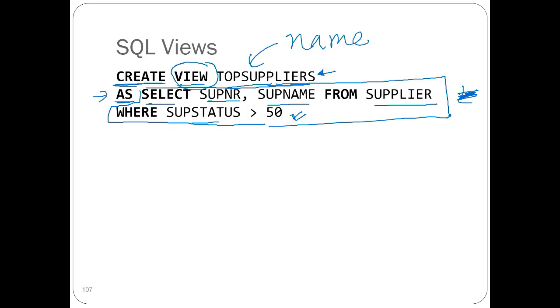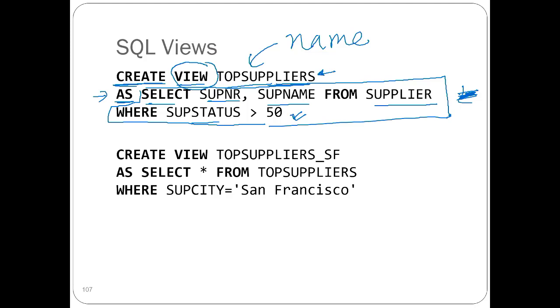Followed by a simple query. Good. So fine. Now let's move on to the second example of a view. This is our first example, that's our second example. Now here we are creating another view. So we will follow the same syntax.